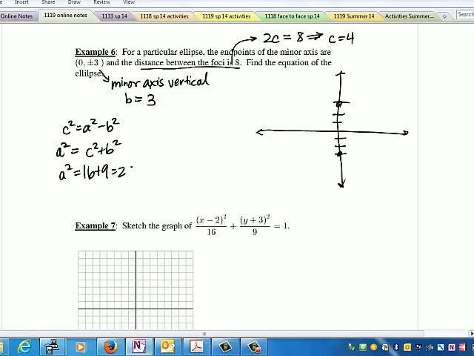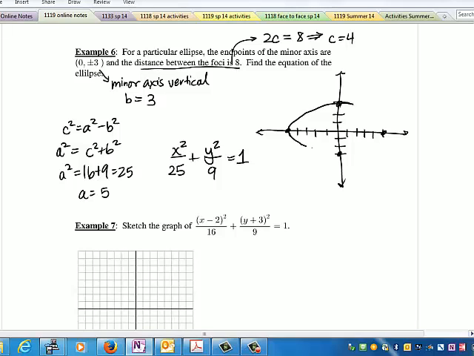So 25, so a would be 5. So the equation of the ellipse would be, the major axis is horizontal, so x squared over a squared, x squared over 25, plus y squared over b squared because the minor axis is vertical, equals 1. If we wanted to sketch it, we could go 5 this way, 5 that way. Those are the endpoints of our axis.